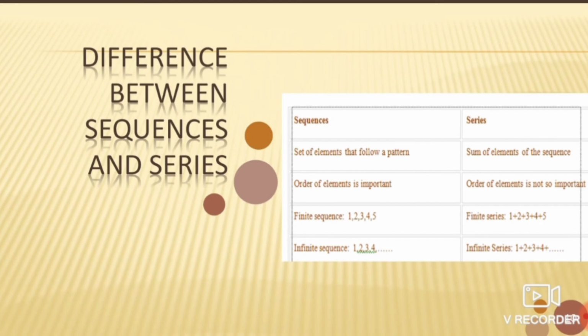Let us find out how a sequence can be differentiated from a series. Sequence: a set of elements that follow a pattern. The order of elements is important. Finite sequence: 1, 2, 3, 4, 5. Infinite sequence: 1, 2, 3, 4, and so on. Series: the sum of the elements of a sequence. The order of elements is not so important. Finite series: 1 plus 2 plus 3 plus 4 plus 5. Infinite series: 1 plus 2 plus 3 plus 4 and so on.